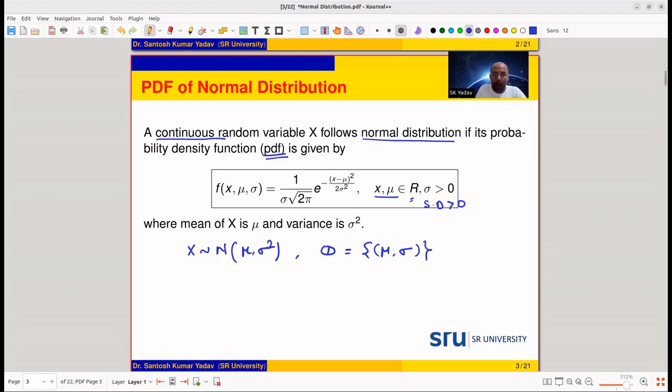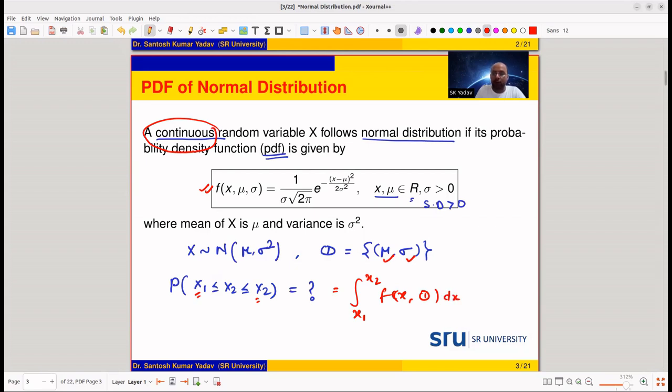So if you have a problem of finding the probability of x lying from x1 to x2, how to find this probability? As usual, it is a continuous type of distribution, so we have to integrate the given PDF of this distribution from x1 to x2. That means you have to integrate from x1 to x2 f of x comma theta, where theta has two parameters, mu and sigma. So this is not always easy to obtain.